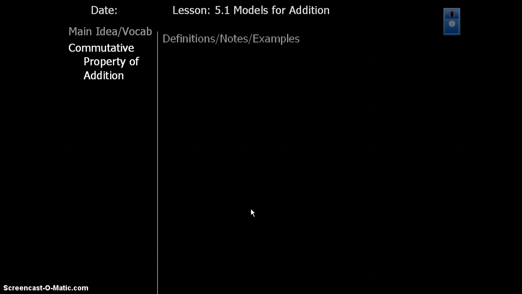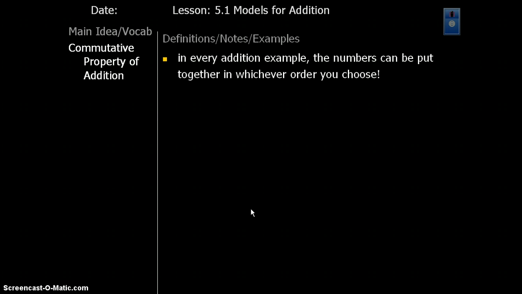And last but not least, in any of these examples that we've taken a look at, we can illustrate the commutative property of addition. The numbers can be put together in whichever order we choose. It doesn't matter if I add the 4 or the negative 3 first. I could have also done negative 3 plus 4. We would have ended in the same spot. That's something that we call the commutative property of addition.